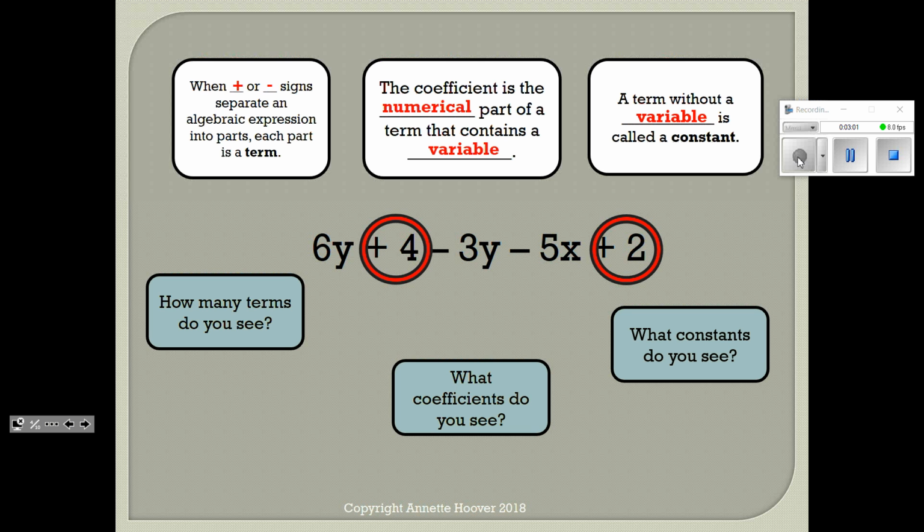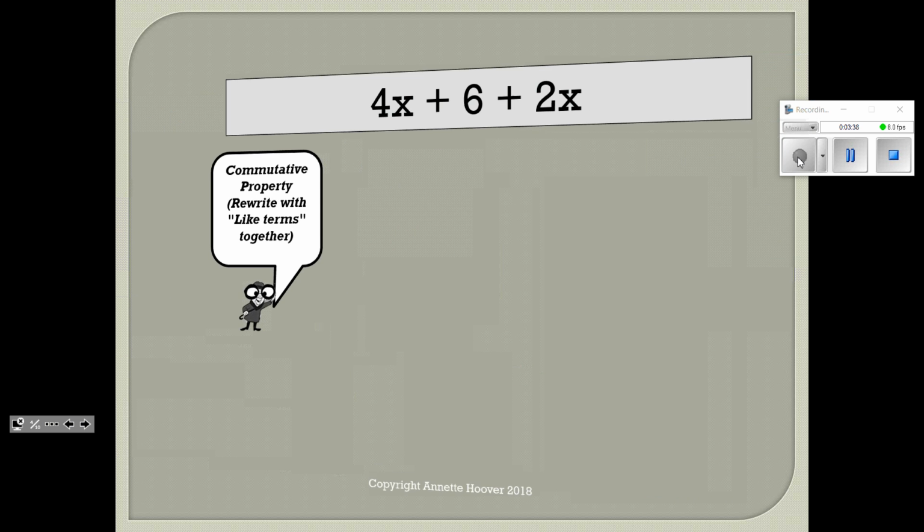So when I look at this expression, I see 5 terms, 1, 2, 3, 4, 5. 3 of those terms have coefficients because 3 of those terms have variables, and those coefficients were 6, negative 3, and negative 5. And the other 2 terms are called constants because they do not contain variables. So terms, coefficients, variables, and constants. You're going to hear these words as we go through this.